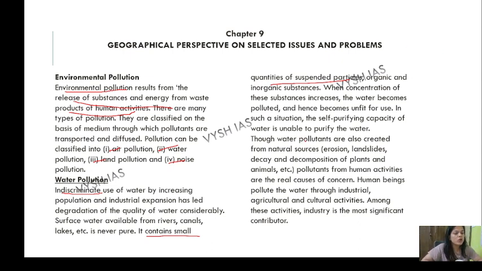And we know that water pollution is also created from natural sources: erosion, landslides, and decay and decomposition of plants and animals.